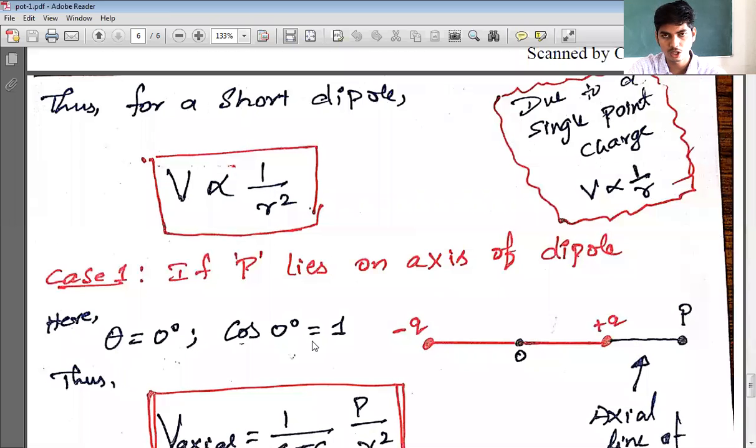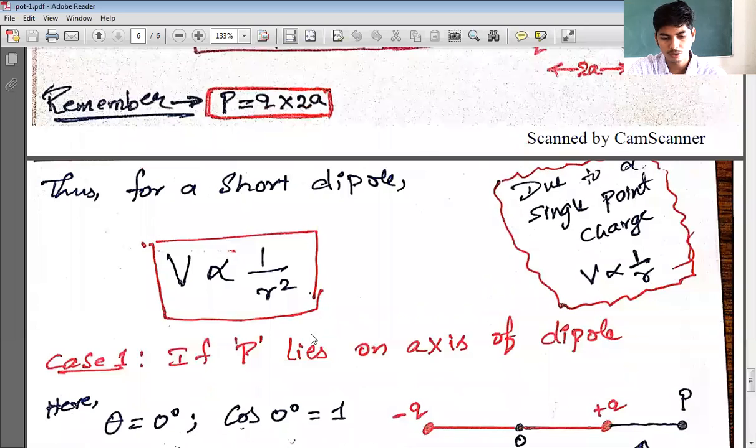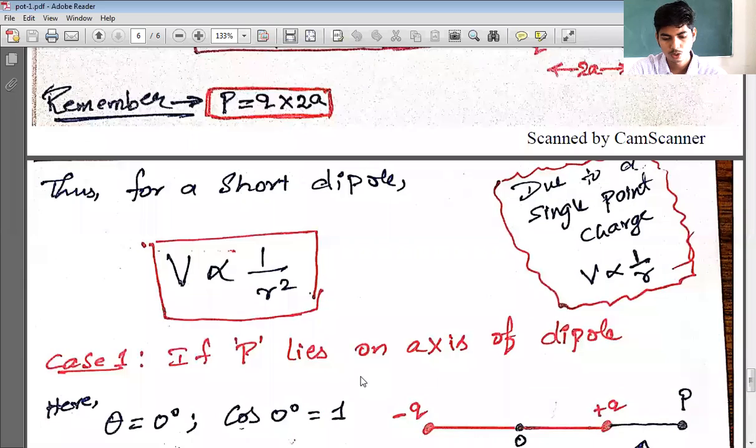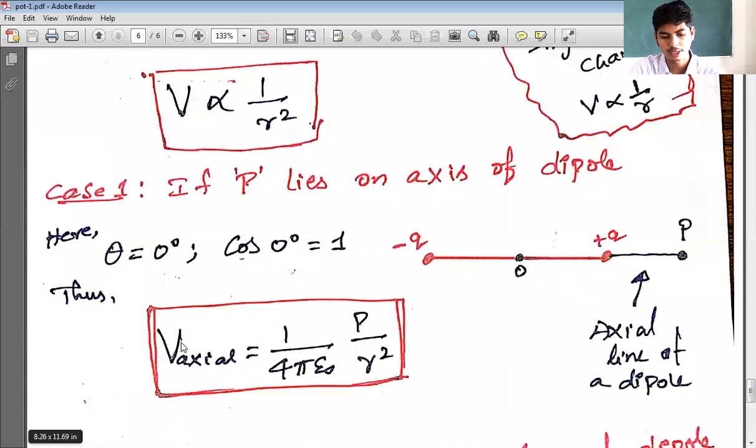We know that cos 0 is equal to 1. Then what happens to the potential due to a short dipole? V is equal to 1 by 4 pi epsilon naught P cos 0 by R square. Cos 0 is 1, so P into 1 is P by R square. So, the electric potential at a point on the axial line of the dipole, V axial, is equal to 1 by 4 pi epsilon naught P by R square.